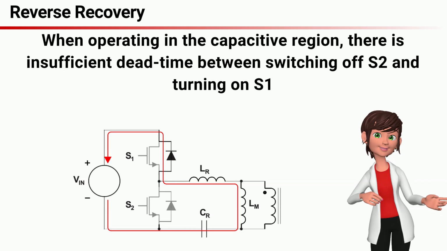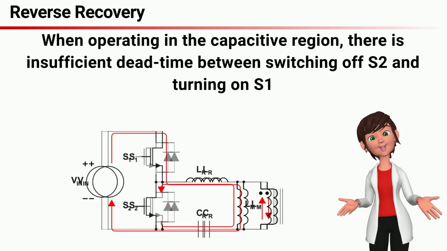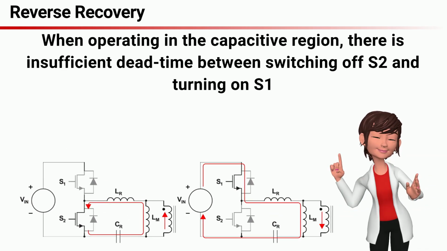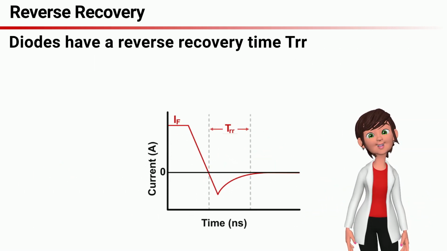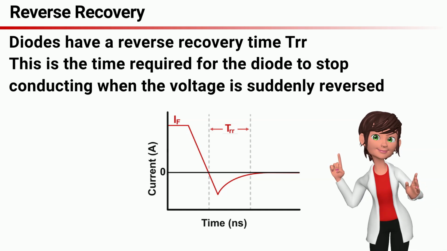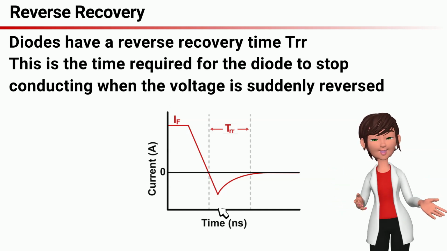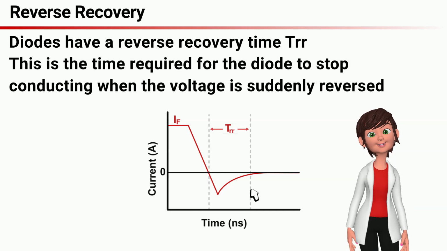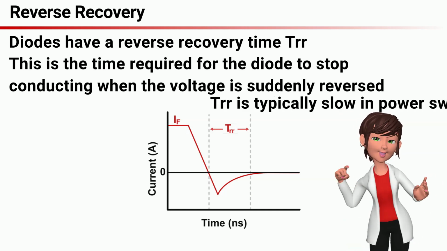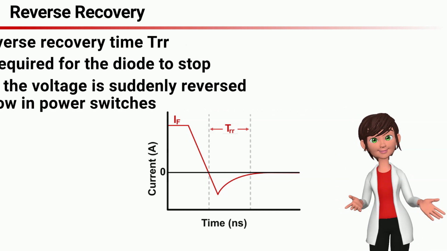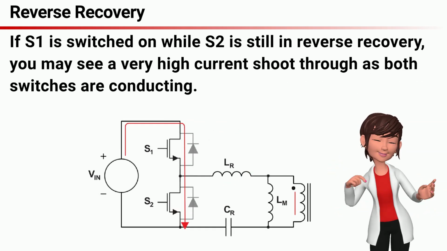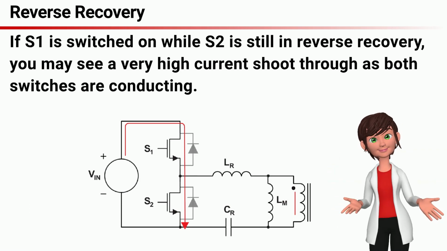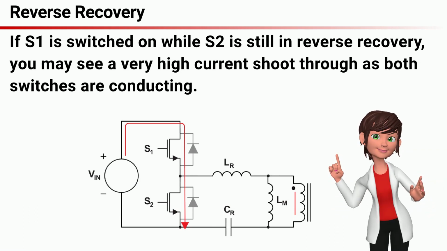When operating in the capacitive region, there is insufficient dead time between switching S2 off and switching S1 on. Diodes take time to redistribute their internal charge to inhibit current flow. During this time, current is flowing backwards through the diode. This time is TRR. TRR is typically quite slow in power switches. If S1 is turned on while the body diode of S2 is in reverse recovery, for a brief moment, both switches will be conducting. This can damage the switch network.